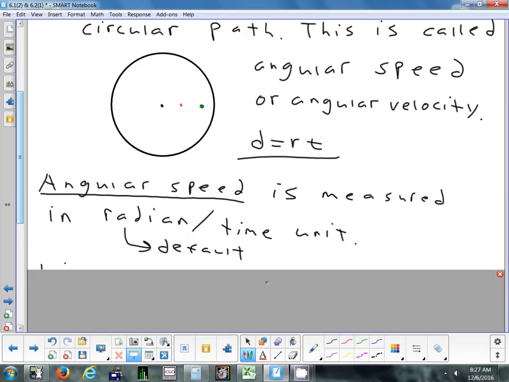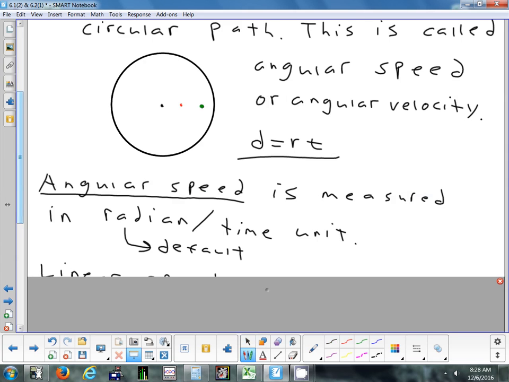So you'll see some problems in the homework tonight that say, find the angular speed of something. And you're like, well, wait, what unit do they want me to use? Use radians if they don't tell you. Now, as far as the time unit, I don't care what time unit you use. If it's in minutes in the problem, use minutes. If it's in seconds, use seconds. But always default to radians per time unit, unless they say otherwise.